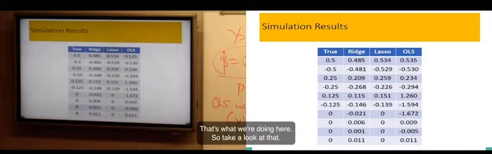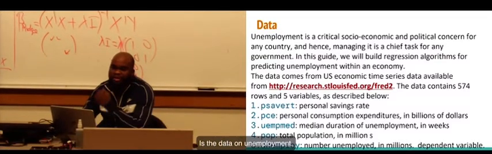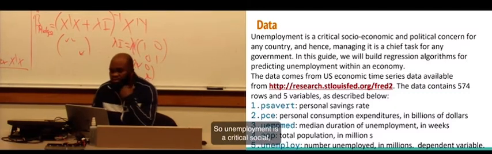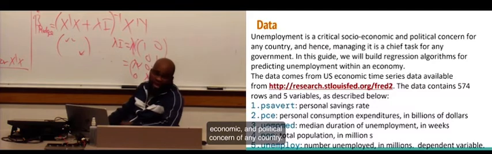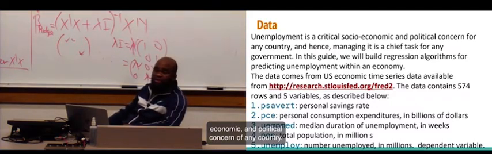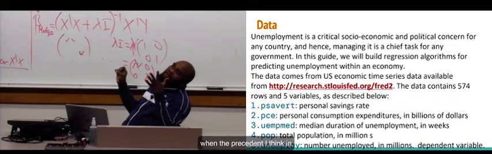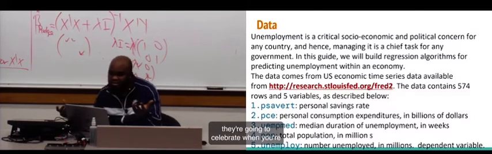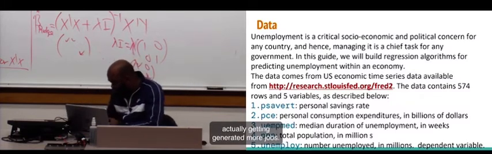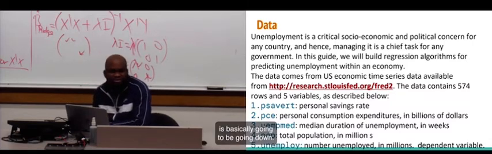So take a look at that. I applied this to real-life data, and it's data on unemployment. Of course, everybody knows unemployment is a critical socio-economic and political concern of any country. That's why in the United States, when the president, I think last month, around 200-something thousand jobs were generated, they celebrate. When you are generating more jobs, of course, the unemployment rate is going to go down.